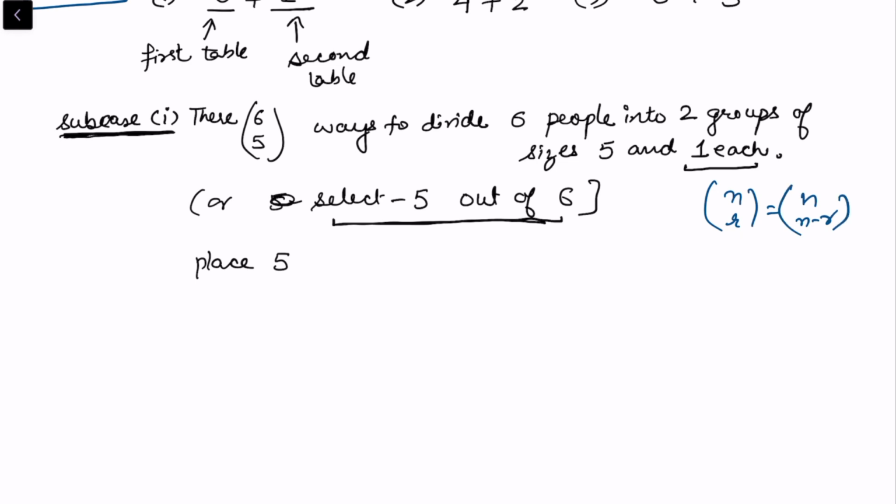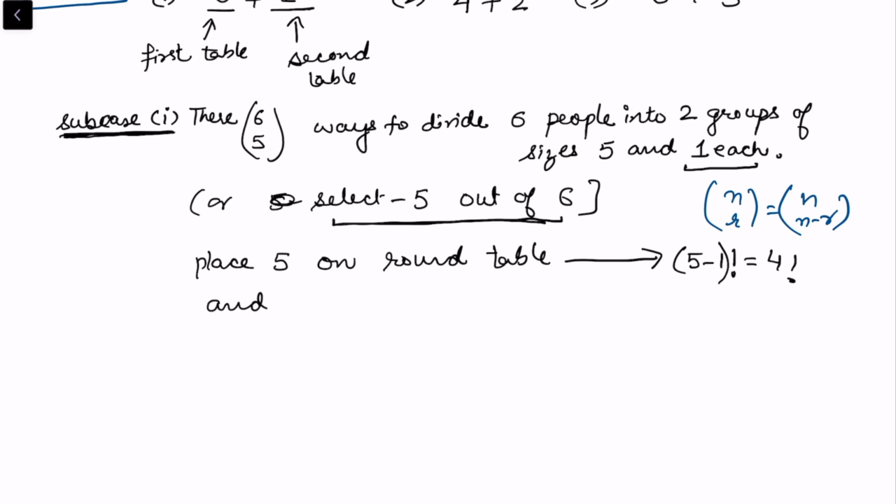Once we have selected 5 people, I want to place the 5 on a round table. When I place 5 on a round table, the total number of possibilities is 5 minus 1 factorial, that is 4 factorial. For one person on a round table, we obviously have 1 minus 1 factorial, that is 0 factorial, which is one way only. In one way only that person can be seated on the round table.